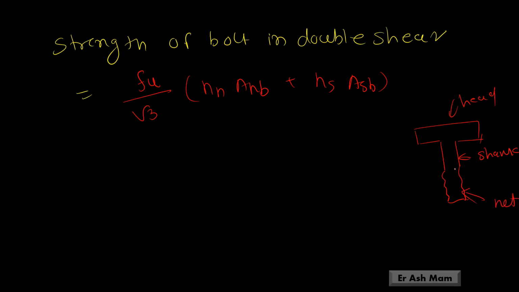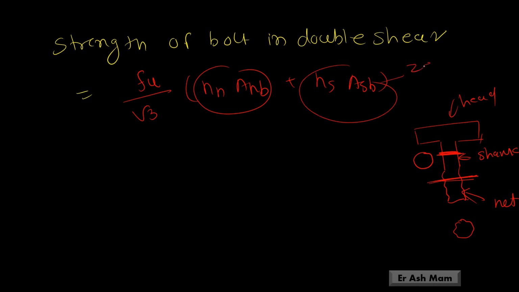If failure occurs at the threaded area, then you have to consider Nn or Anb. We generally consider Anb because the threaded part is weaker, as its area is less compared to the shank area. At the shank, the cross section will be a perfect circle, and at the threaded part the cross section is reduced, so you have to consider the net area here. Therefore, neglect these terms and consider 0, because we consider the weakest section, and the weakest section is at the threaded part.